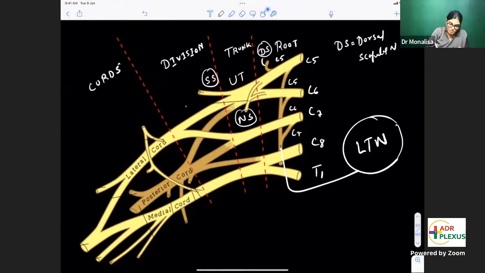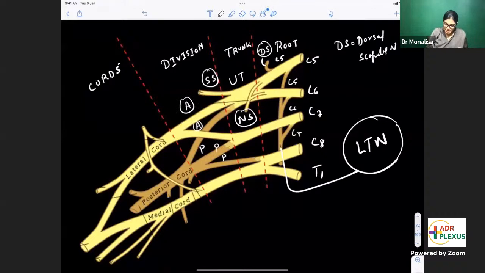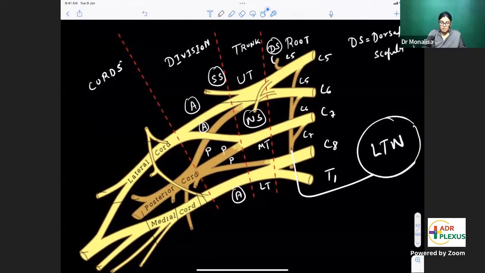Now coming to, this is the anterior division of the upper and that of the middle trunk. These are the posterior divisions of all the three trunks, and this is the anterior division of the lower trunk. Okay, this is MT, middle trunk, and this is LT, lower trunk. Now coming to the important branches.